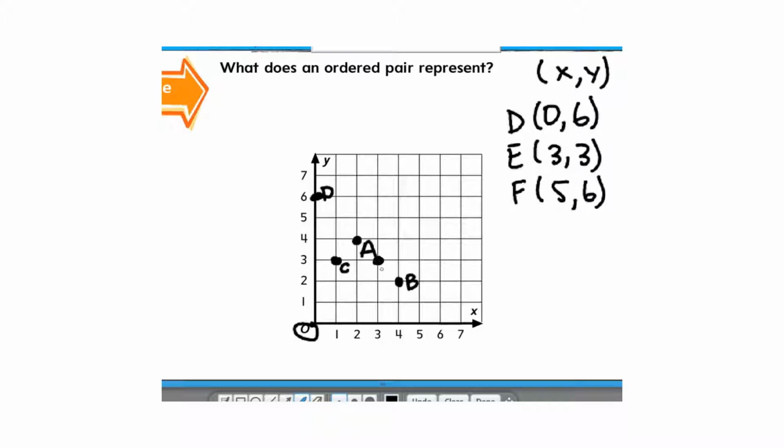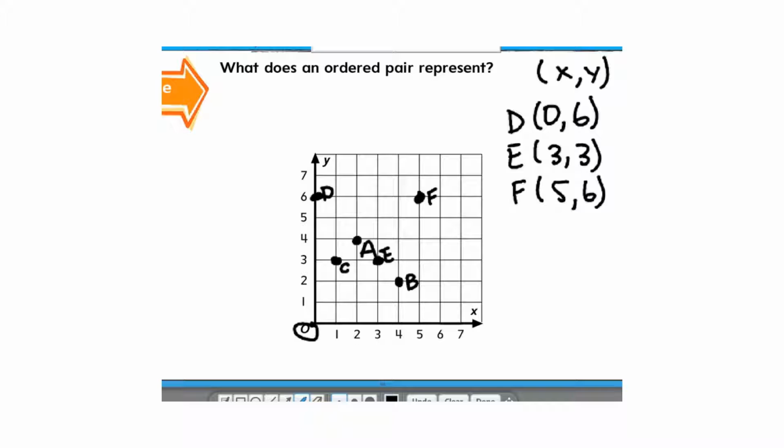So I'm plotting E right here, over 3, up 3. F over 5, up 6. Oh, D is equal to 6. See how you can have so many points plotted on one grid?